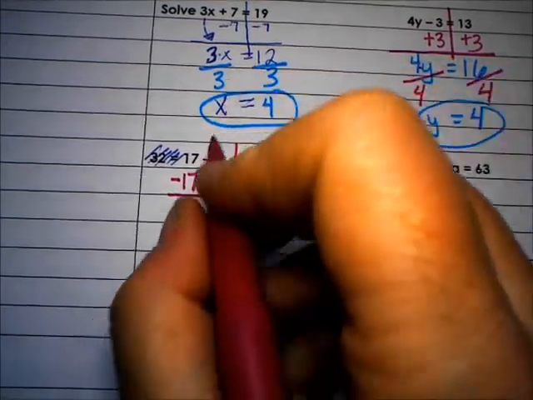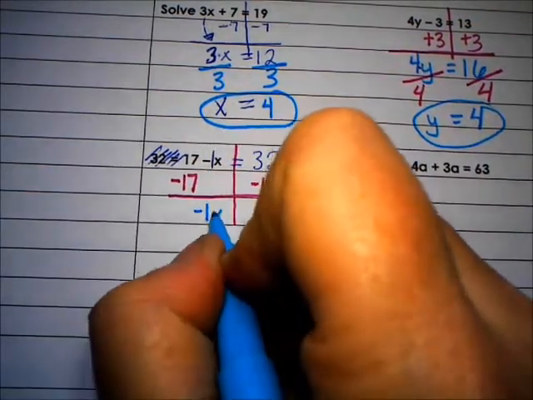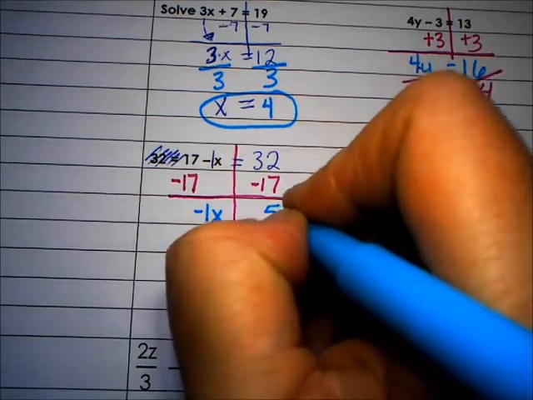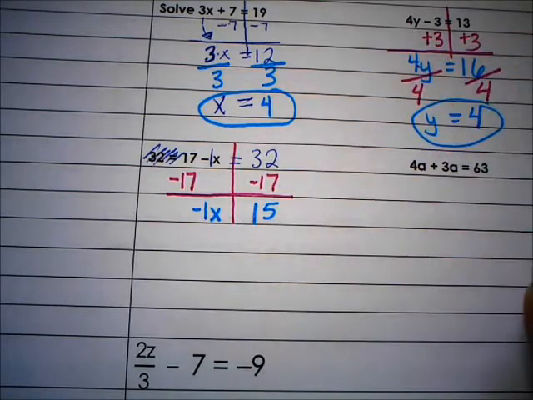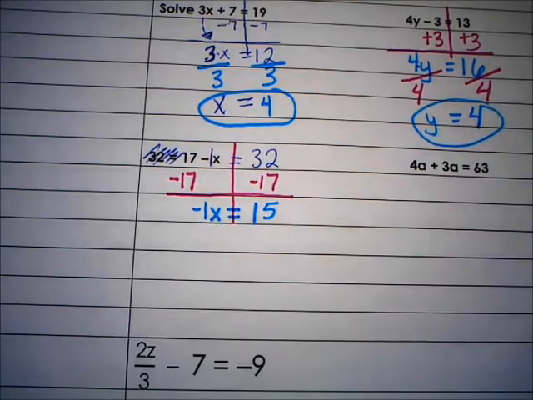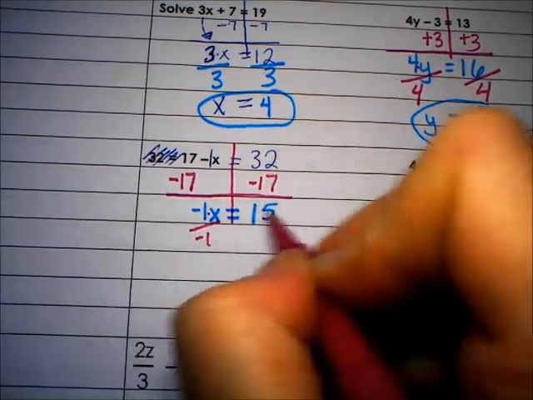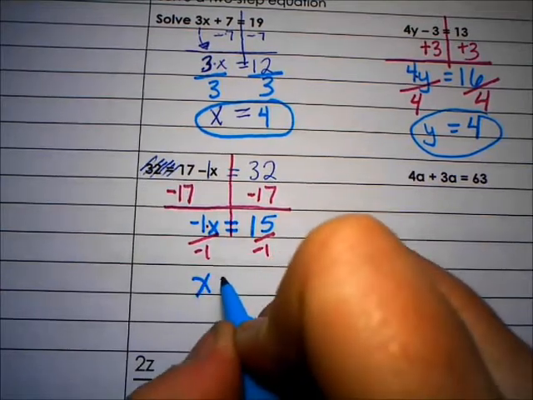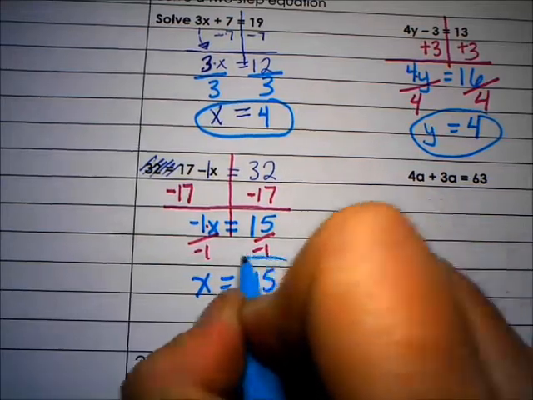So if the 17 is a positive, I have to make it negative, which is the same thing as subtracting. What drops down is my negative 1x. And then 32 minus 17, I believe that's 15. Yes. That's an equal sign. And now I have to get rid of the negative. This is a multiplication because that's negative 1 times x. The opposite is to divide by negative 1. So that means I have x equals 15 divided by negative 1, which is negative 15. And there's your answer.